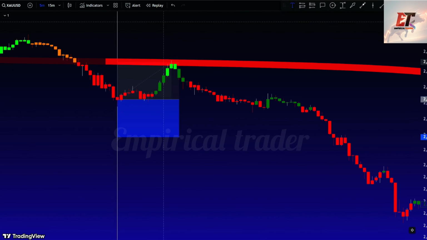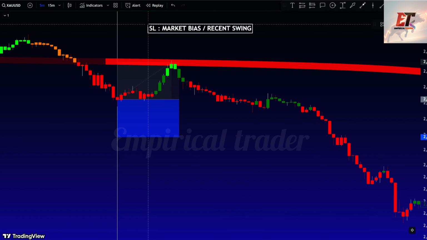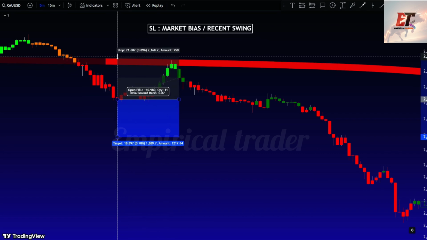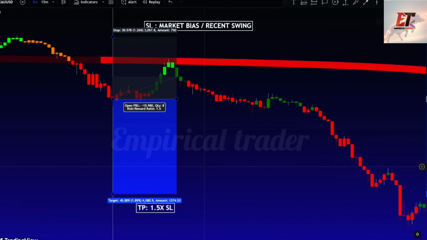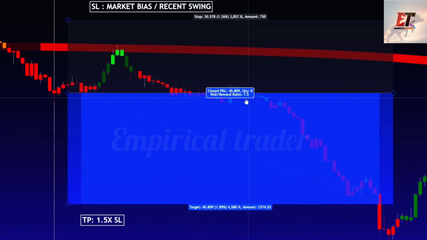To manage risk, set a stop loss at the highest peak before the price went downhill. Or you can use the market bias line as a reference depending on what's happening in the market. And when it's time to lock in your profit, set it at 1.5 times your stop loss distance. And that's a wrap up on our strategy.